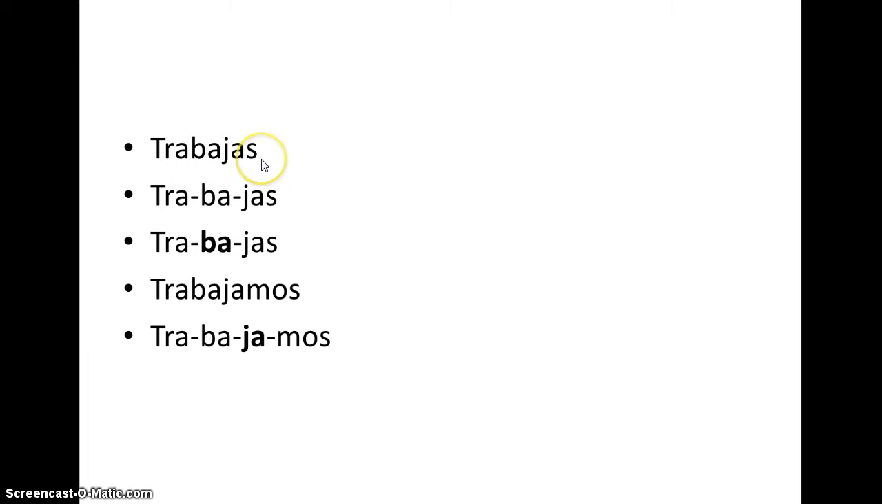This means you work in Spanish. In terms of pronunciation and stress, you're going to have 3 syllables. Trabajas. It ends with an S, and the rule says if it ends with a vowel, N or S, stress the next to the last syllable. So stress it here. Trabajas. Here's another word. This word means we work. It also ends with an S, so you're going to stress the next to the last syllable. Trabajamos.